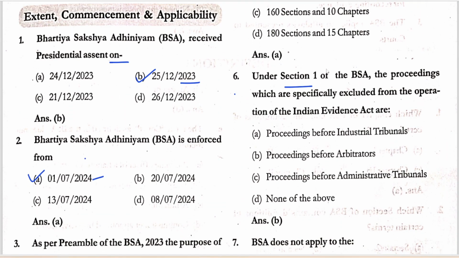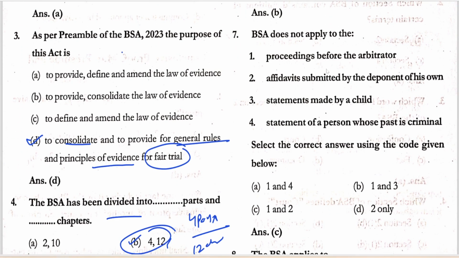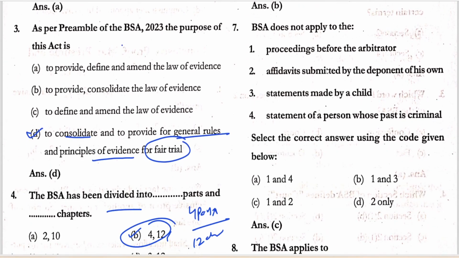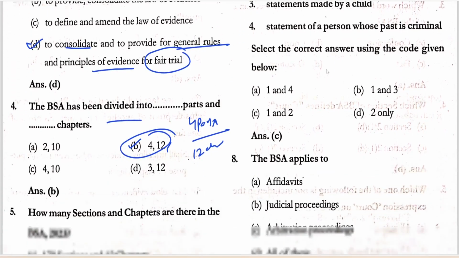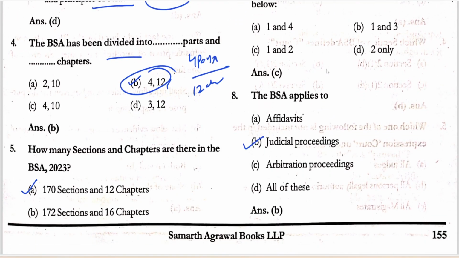Under section 1 of the BSA, the proceedings which are specifically excluded from the operation of the Indian evidence act are proceedings before arbitrators. BSA does not apply to the proceedings before arbitrator and affidavit submitted by the deponent of his own. BSA यहाँ पे अप्लाई नहीं होता, एफिडेविट और आर्बिट्रेटर के सामने. BSA applies to judicial proceedings.